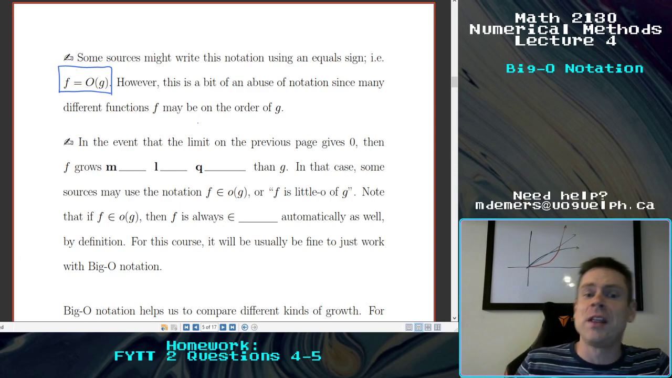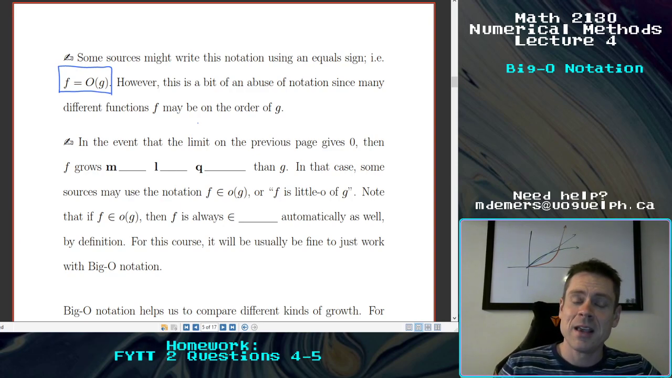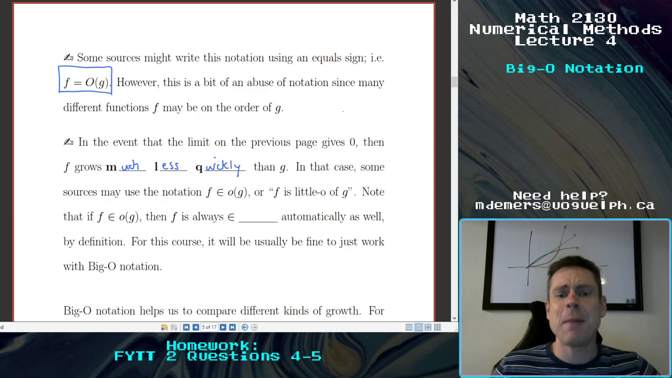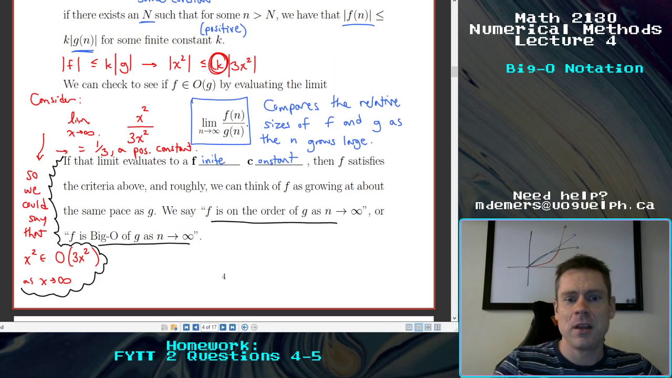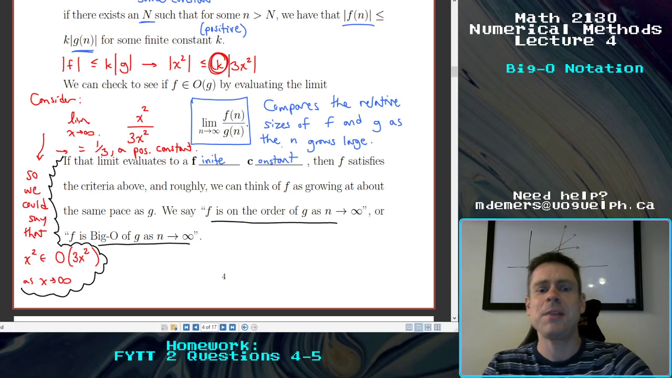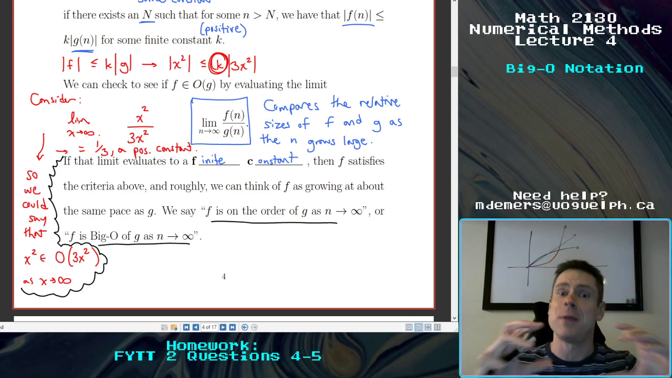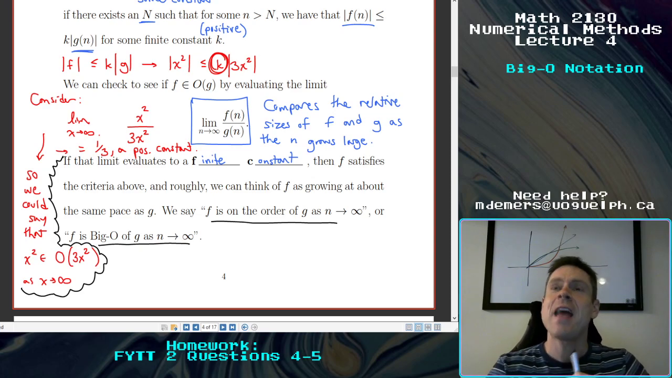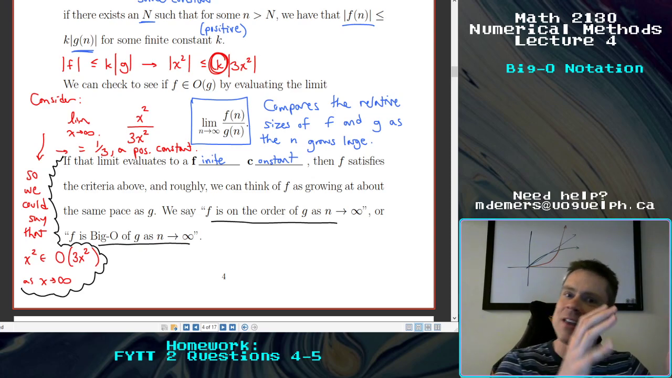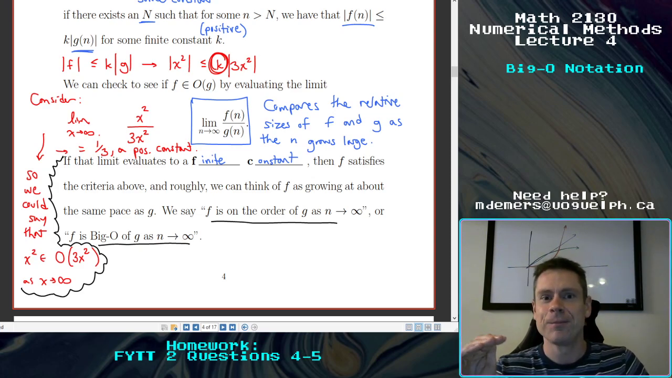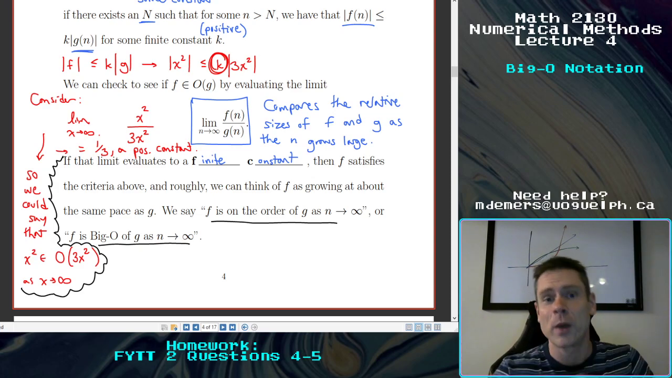There are sometimes when the limit on that previous page gives you 0. And in that sort of situation, it is the case that f grows much less quickly than g, right? Imagine up here that if you put the f over the g, and the limit that you take as n goes to infinity gives you 0, that means from first year calculus that the bottom is dominating. The bottom is what's growing most quickly. And in that case, you don't want to think of f as growing pretty much like g. It's more that g grows much more quickly than f.